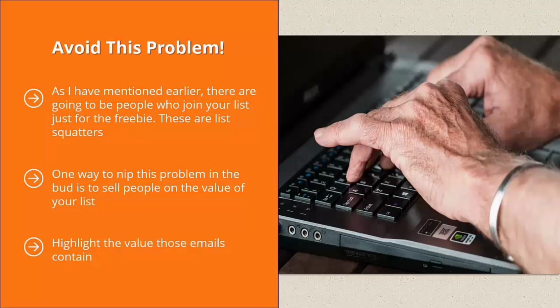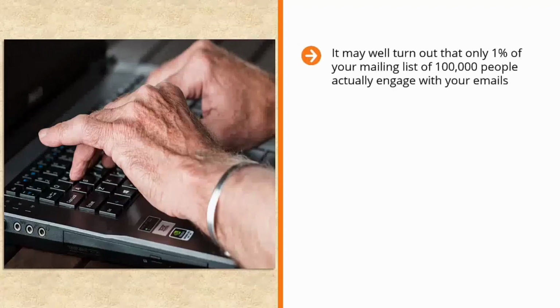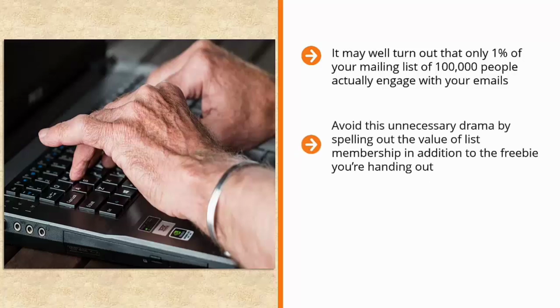Depending on the email service provider you go with, you might get charged for the amount of list squatters you have. It may well turn out that only 1% of your mailing list of 100,000 people actually engage with your emails. These are people who actually open and read and click through your email. 99,000 people, on the other hand, are simply squatting on your list. Depending on your list provider, you might have to pay for those people. Avoid this unnecessary drama by spelling out the value of list membership in addition to the freebie you're handing out.